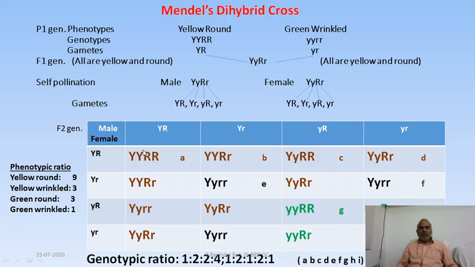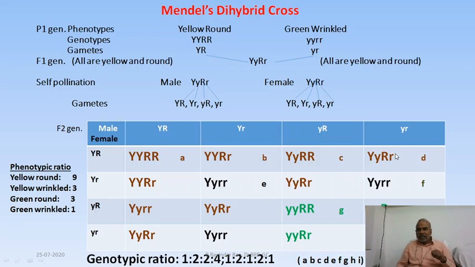This diagonal is having all homozygotes, double homozygotes. Capital Y, capital Y, capital R, capital R. This is homozygote, this is homozygote. Double homozygotes. How many double homozygotes are there? 1, 2, 3, 4 double homozygotes are there out of 16.